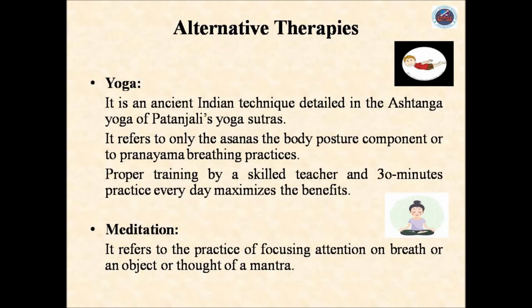Then when we talk about meditation, it refers to the practice of focusing our attention on breath or an object or thought of a mantra. So meditation is a mental exercise that trains our attention and awareness with a purpose to curb one's negative thoughts, emotions, and feelings. So with this, we come to the end of our definition of yoga and meditation in short, and in the next slide we will be discussing the different types of yoga.